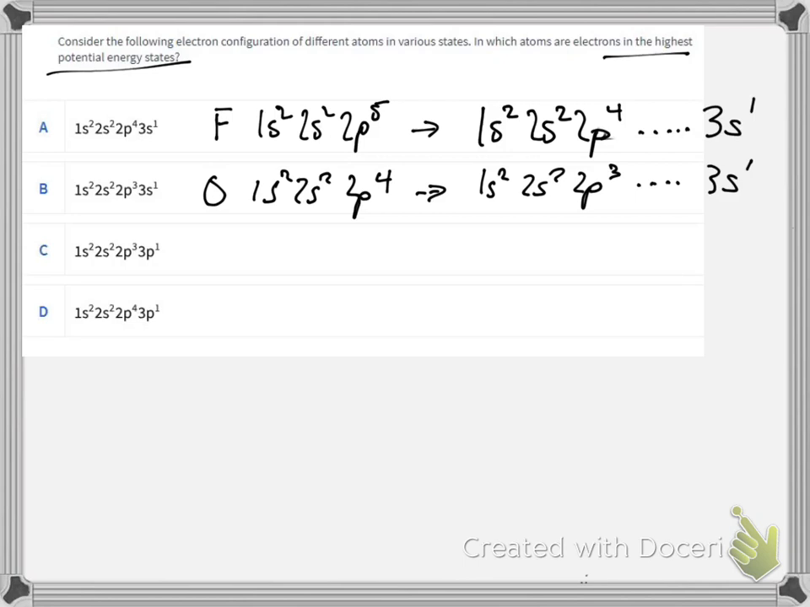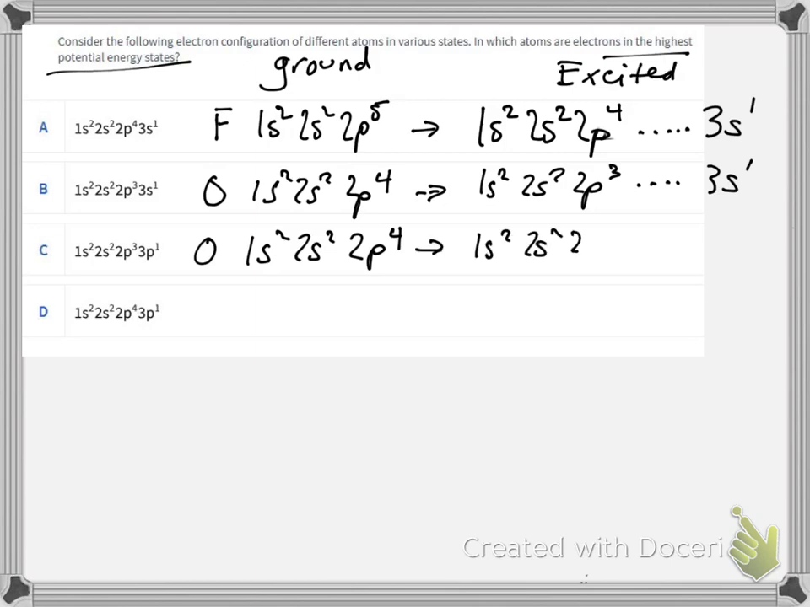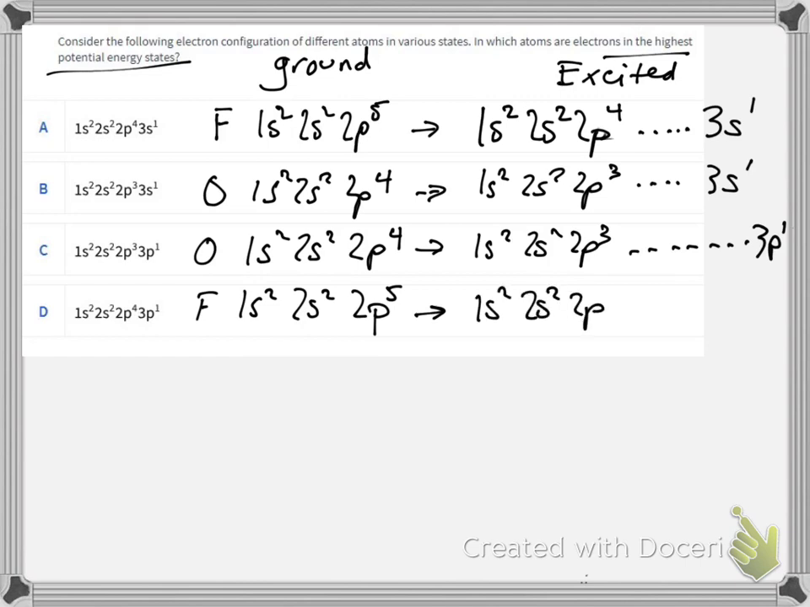So those are the first two states, and then we can look at C and D in the same way. We're starting with oxygen, and then we're promoting an electron. So it's really ground state versus excited state. What we're taking here is 1s2, 2s2, 2p3, and we're promoting that fourth p electron up to 3p1, even farther out than the 3s. And then we do the same thing with fluorine, starting with its ground state, 1s2, 2s2, 2p5. We take that electron and put it out to the 3p1.